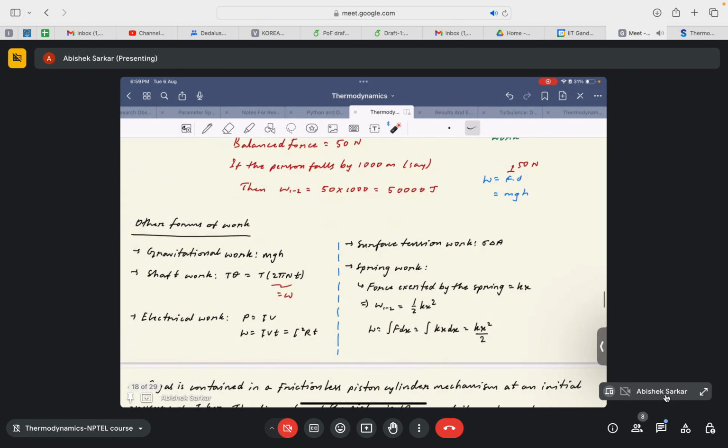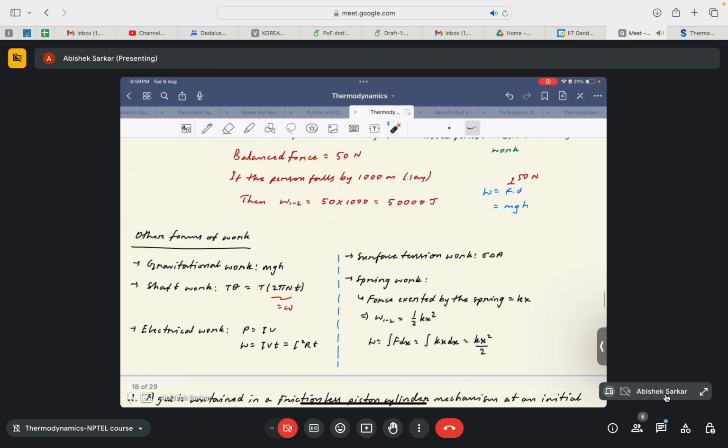Okay. So now we'll briefly introduce you to different kinds of work interactions, primarily because in the context of thermodynamics, we are mostly concerned with PDV work, because we usually deal with systems that primarily have PDV work. In the mechanical context, if we are dealing with, say, petrol engines or diesel engines, the piston cylinder mechanism in the engines can be considered to have primarily PDV work.